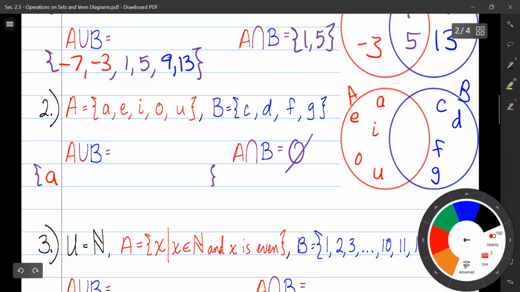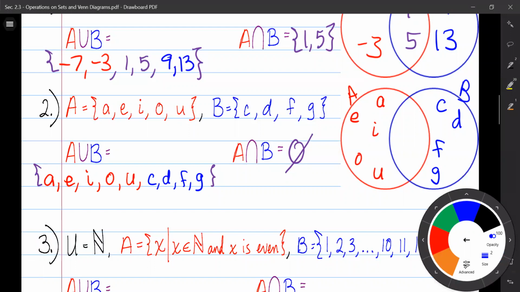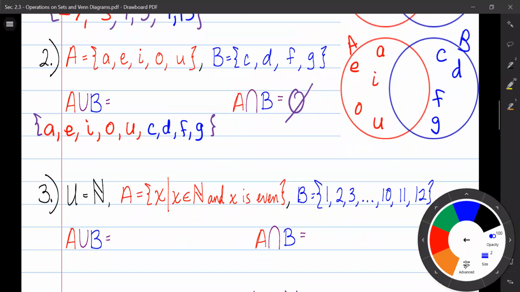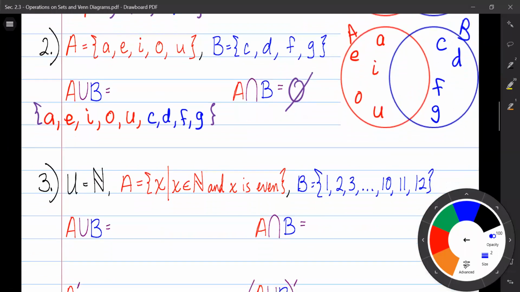So if I'm doing letters, a lot of times I like to put them in alphabetical order, but in this case, it's not even worth it really. I'm just gonna list all the ones from A and then list all the ones from B. All right, and you always have to put the curly braces around your list to show that it's a set.